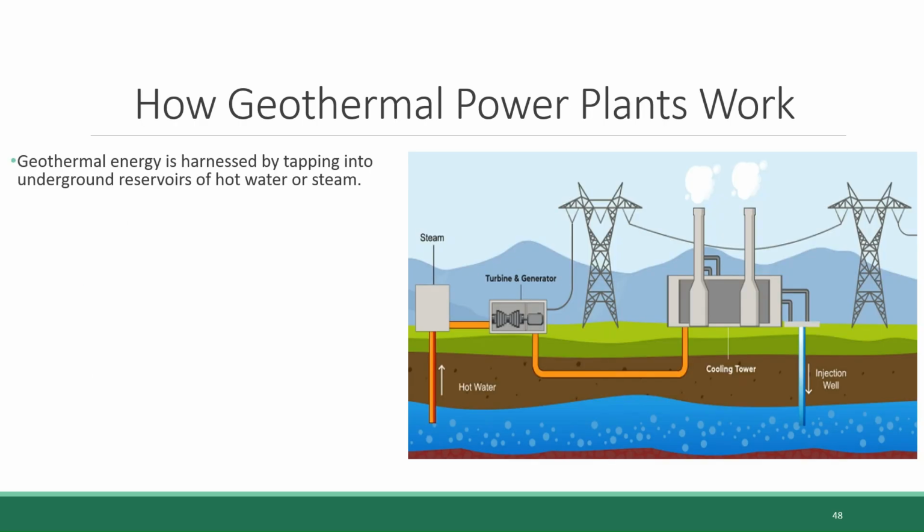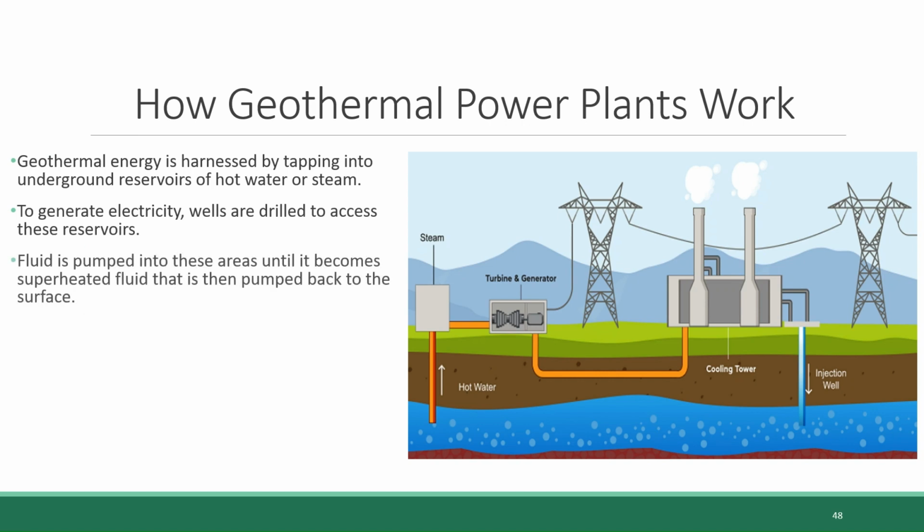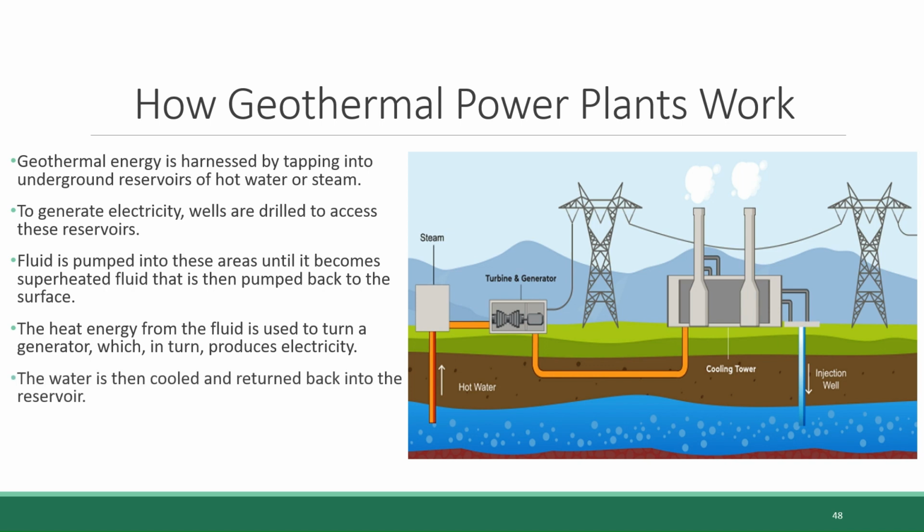Geothermal energy is harnessed by tapping into underground reservoirs of hot water or steam. To generate electricity, wells are drilled to access these reservoirs. Fluid is pumped into these areas until it becomes superheated, and this superheated fluid is then brought back to the surface. The heat energy from this fluid is used to turn a generator, which in turn produces electricity. Afterward, the water is cooled and returned back into the reservoir.